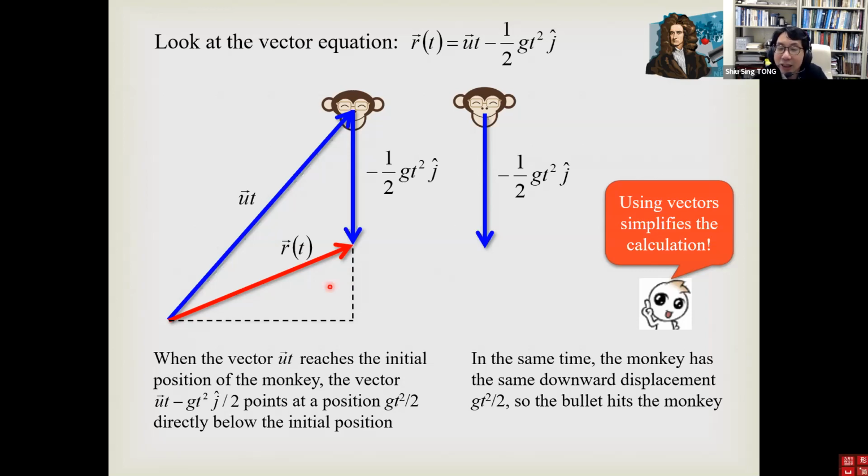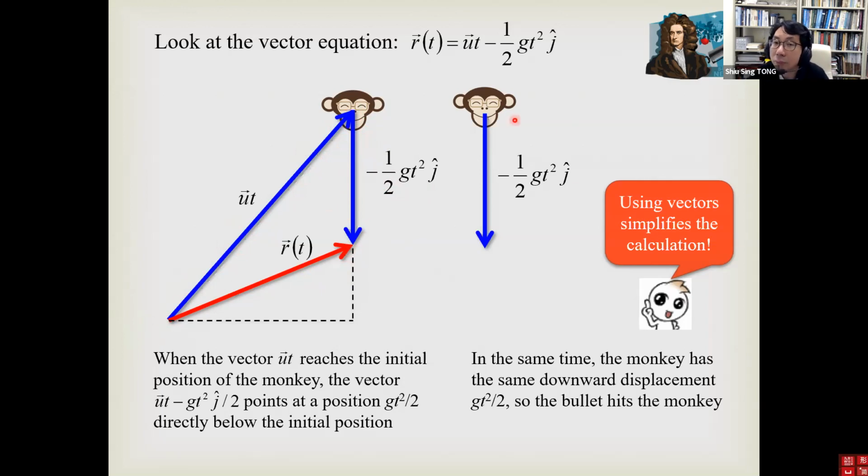So the idea is easy. How do you find the position here? You just divide the distance between the hunter and the initial position of the monkey by the initial velocity, and you get the time, the time for ut to be equal to this vector. You use that time and substitute into half gt squared, and you get the position where the bullet hits the monkey.